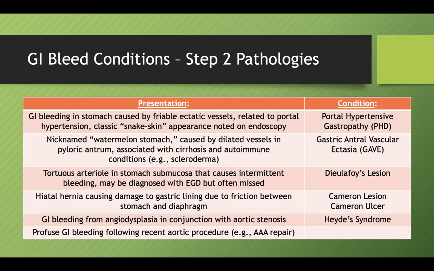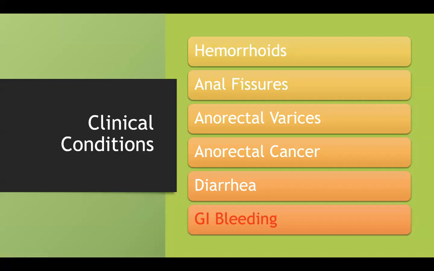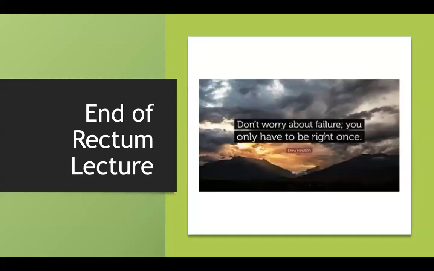And the last thing, what happens if you see somebody with extremely profuse GI bleeding following a recent aortic procedure, like an abdominal aortic aneurysm repair? So that is an aortoenteric fistula, which, as you can probably guess, is life-threatening if your aorta now has a connection to your GI tract directly. And you'll always have that in the setting of some sort of recent aortic procedure. And that'll do it for GI bleeding, and I believe that does it for our rectum lecture.